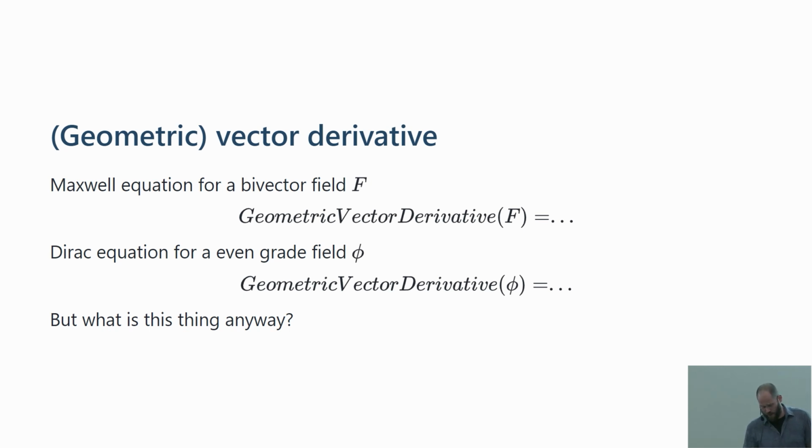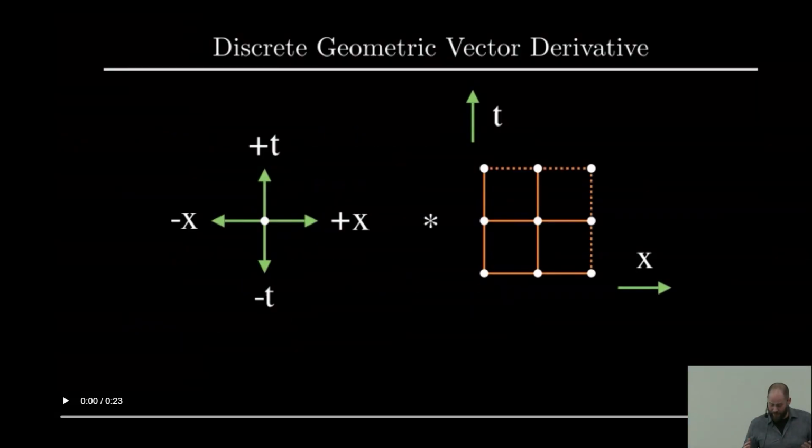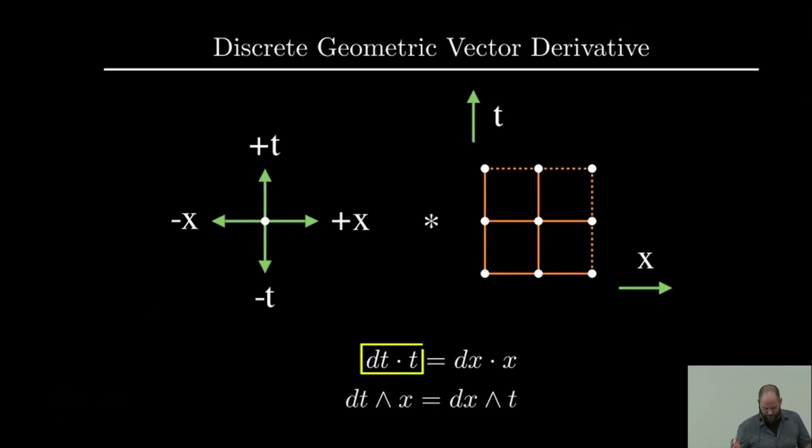But when I first learned about this concept, I was amazed by how simple it actually can be. So I've made a little animation of one way of thinking about the discrete geometric vector derivative. Here on the right, we have an n-cube grid, as we call it, a grid of cubes, in this case a two-dimensional one in x and t, because that's the biggest one we can plot on our screen. In the middle we have a geometric product, and on the left we have all the vectors in our algebra.